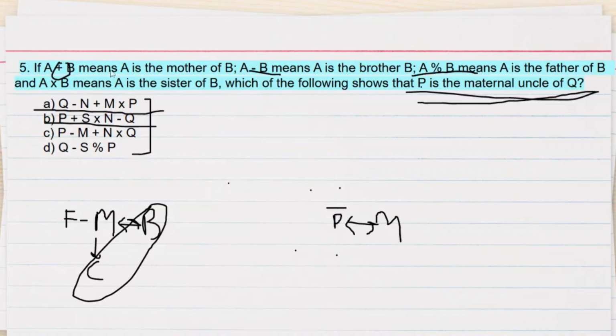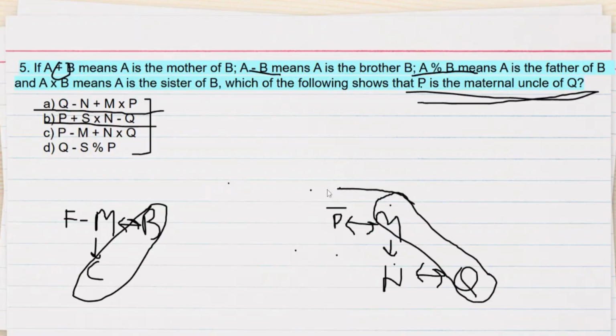M plus N. So M is the mother of N. This is the female. So N multiply Q. N is the sister of Q. These two are siblings. Now, here you can see that Q's mother is M, and the brother of M is P, who is the maternal uncle of Q. So this holds true. C is correct here.